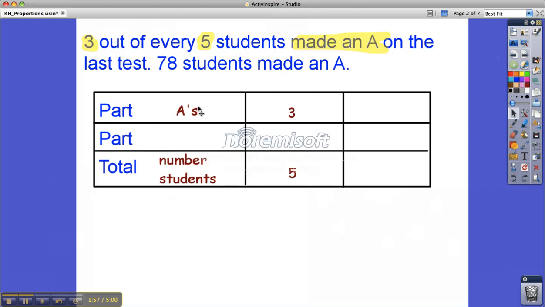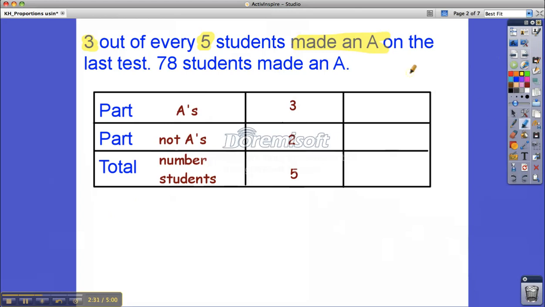So our other part just needs to be, well, if you didn't make an A, you're just not an A. We could say B's, C's, D's, E's, F's, whatever, but I'm just going to put not A's. So if there were 3 students that made an A and 5 total students, how many students did not make an A? Perfect, 2. So this is my part-part-total chart: A's, not A's, and the total number of students. And we have the first part of this set up: 3, 2, and 5.